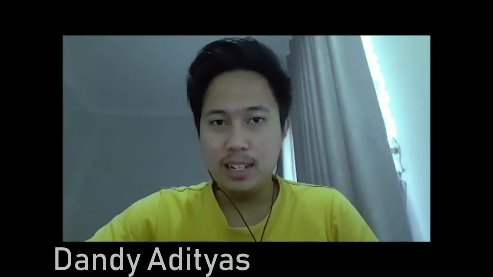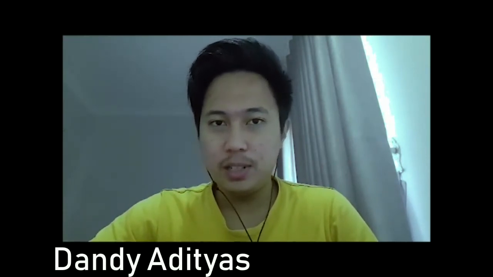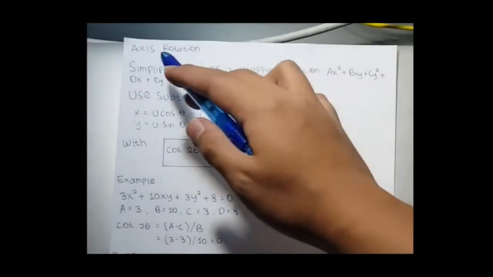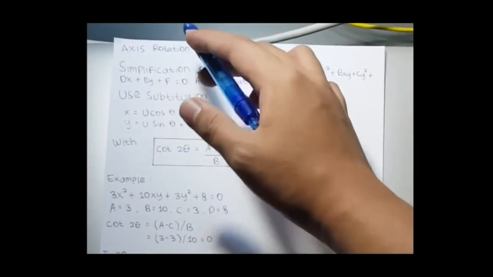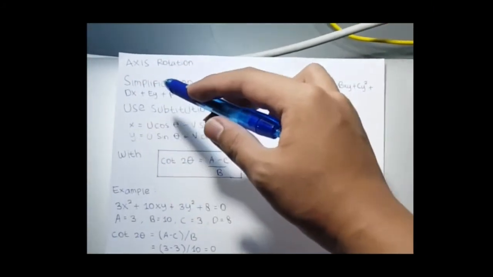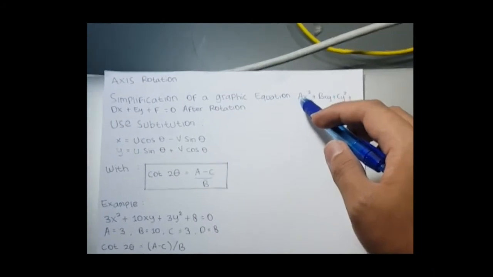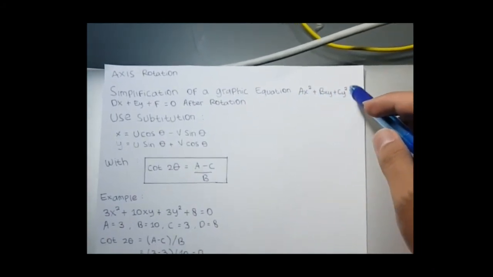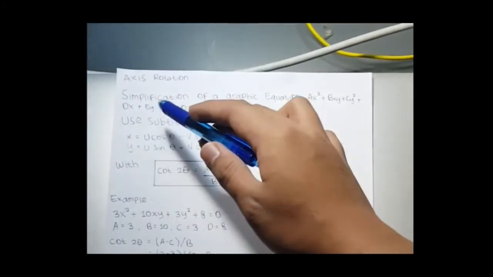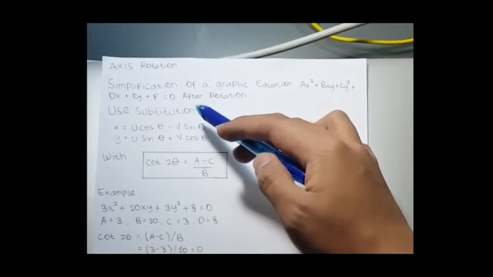Hello, my name is Dendi and I'm going to explain to you about axis rotation transformation in calculus. First, what we are going to do here is simplify a quadratic equation: ax squared plus bxy plus cy squared plus dx plus ey plus f is equal to 0 after rotation.